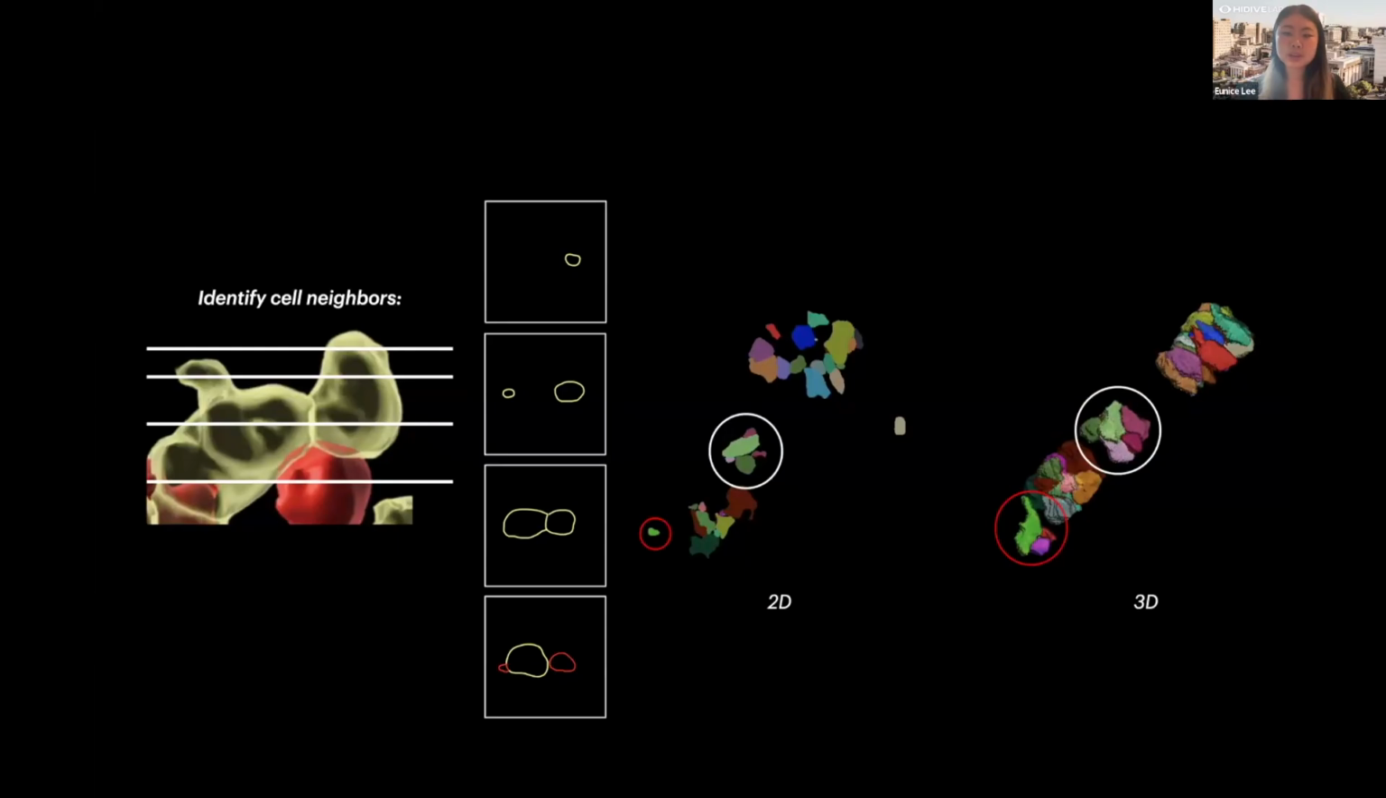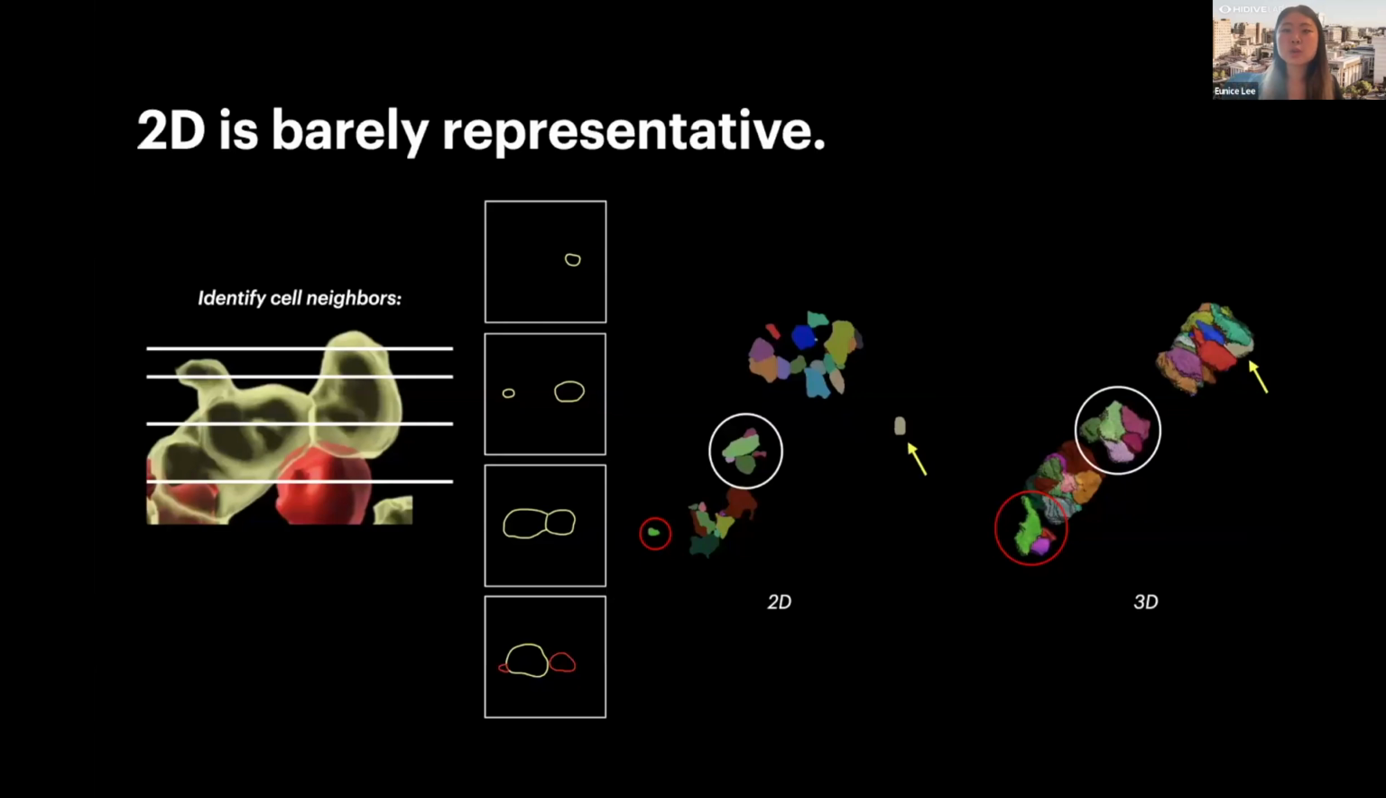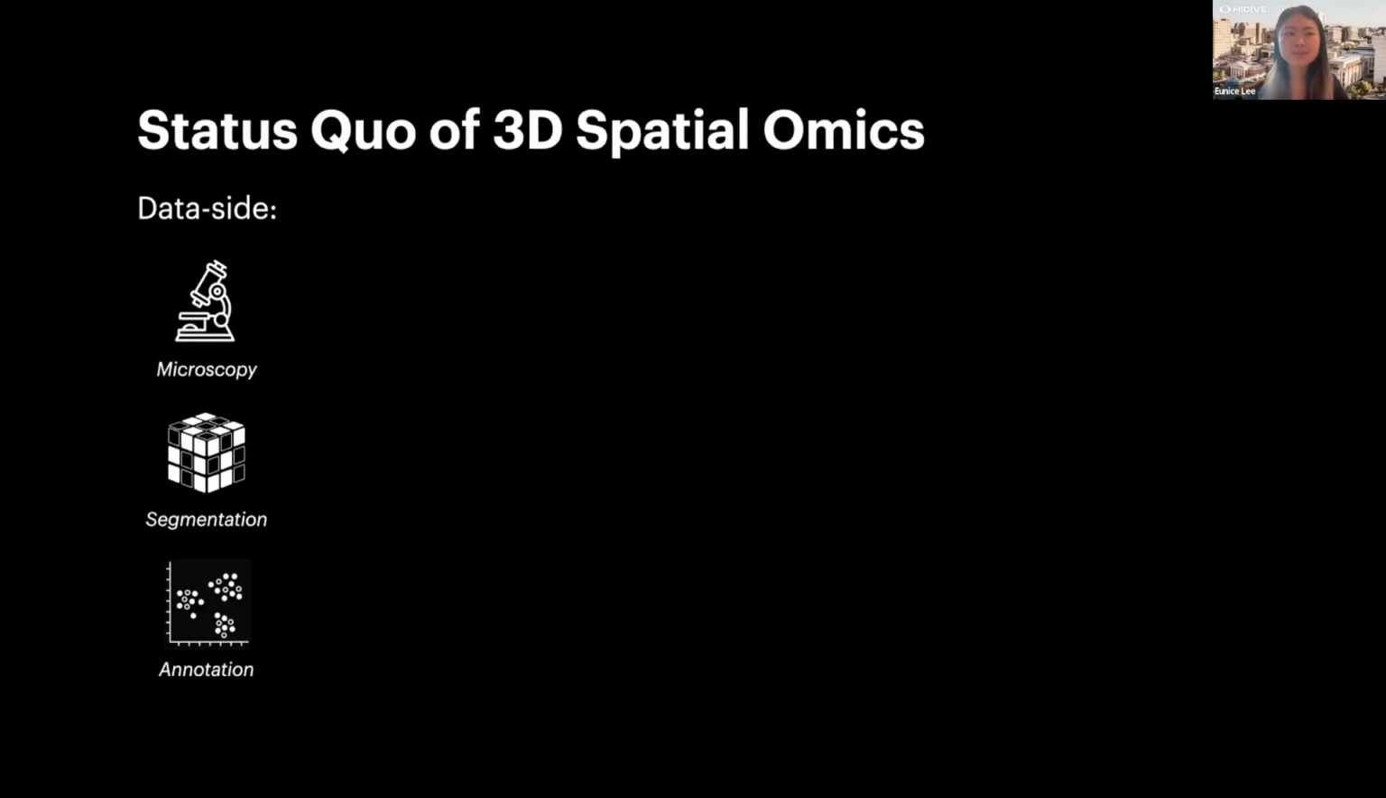If you look at this neighborhood, for instance, you can see that the two other pink or red cells that are clearly apparent in 3D space do not even show up in 2D, just like the example we showed on the left-hand side. And that one cell that looks a little further apart from the whole cluster in 2D is actually part of the whole cluster in 3D. So the point we really want to drive home here is that a 2D snapshot is barely representative of the actual biology.